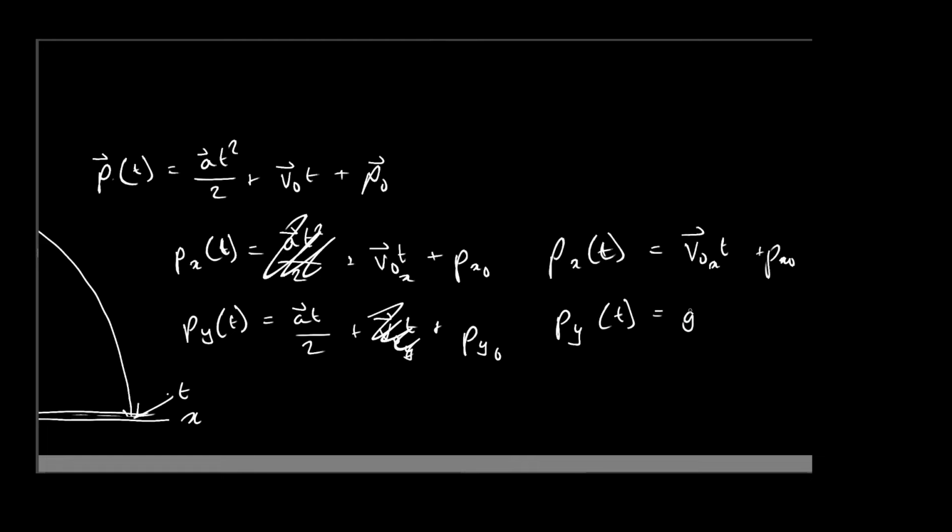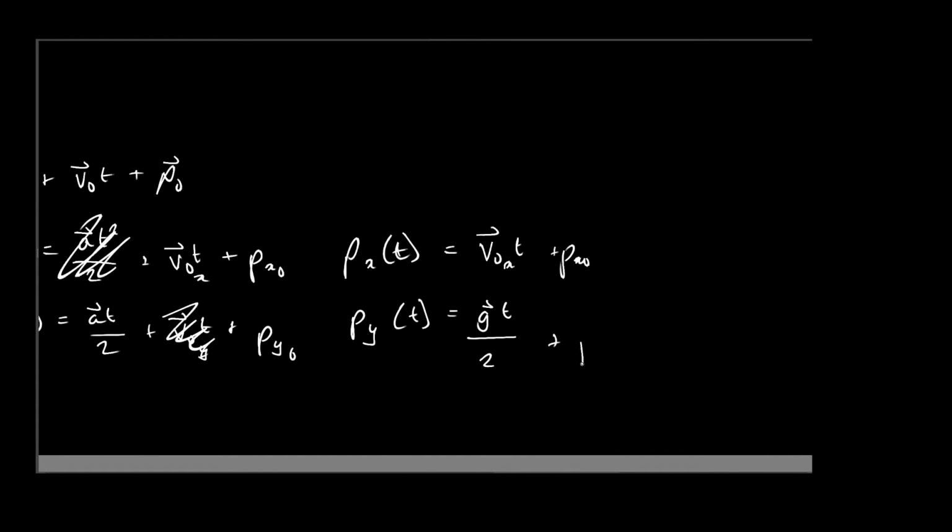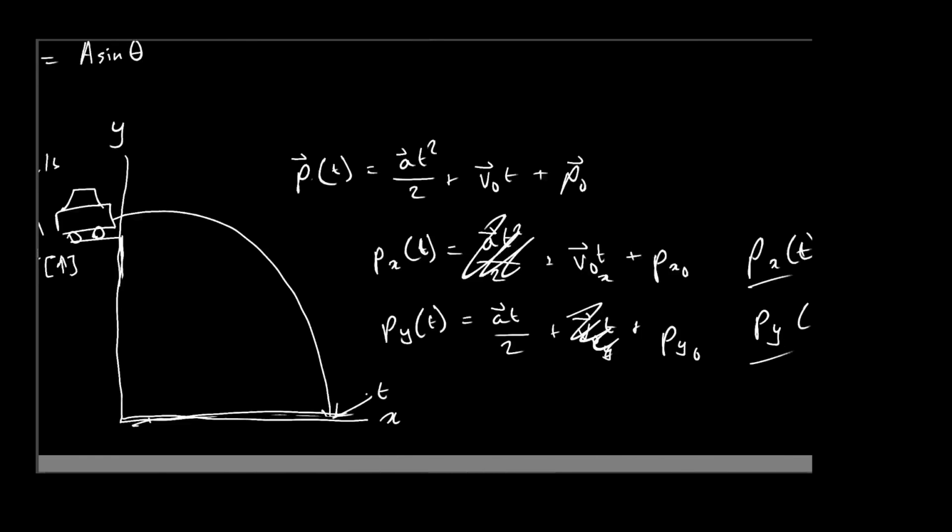I'll redraw this as g just to show that we are dealing with a situation that is close to Earth. And p naught y. So, what have we not defined yet? We know that we have g. We have v naught x. We don't have t because we're looking for t, right? And we don't have these ones, the ones that have to do with p overall. Well, there are some things that we can figure out.